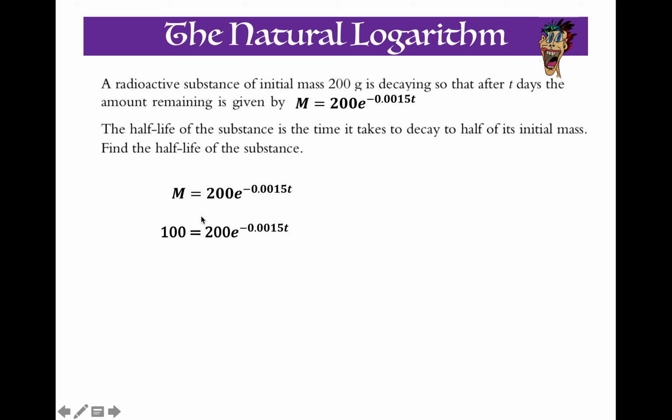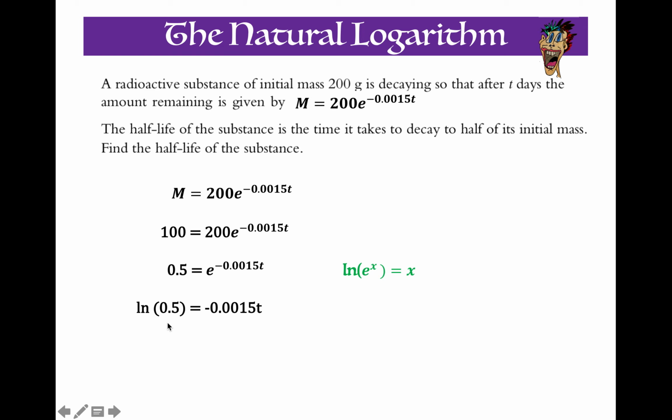In order to do that, I need to get rid of everything here. So I'm going to clean it up first. I can get rid of the 200 by dividing both sides by 200. So I get a half. Now I need to get rid of the e. In order to do that, I need to ln both sides. So I ln both sides. I get ln a half equals this set of values here.